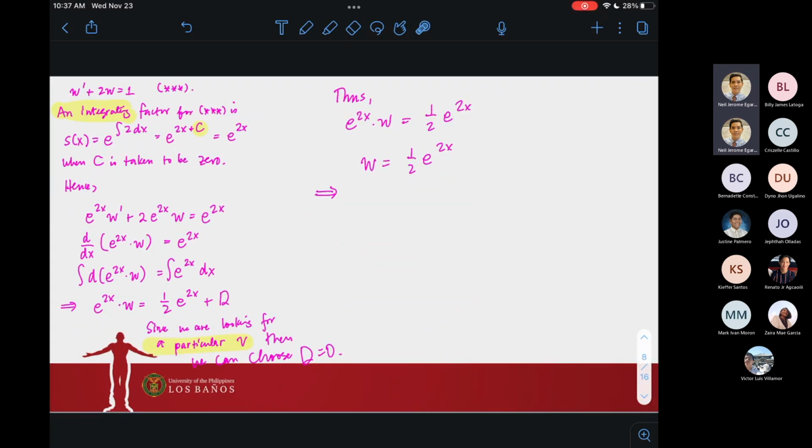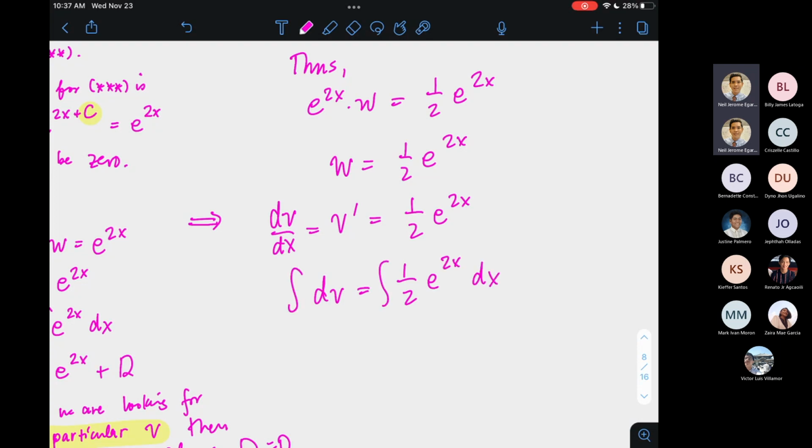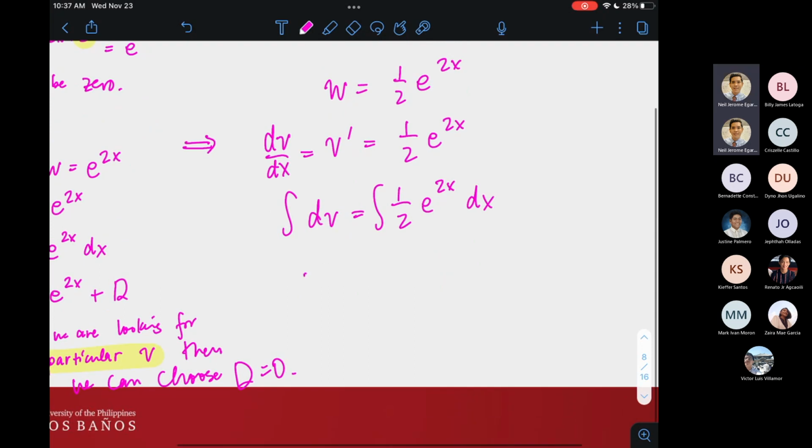So ibabalik ko na ngayon si v prime. So w equals v prime. So v prime is equal to 1/2 e to the 2x. But v prime is essentially dv over dx, right? So we'll have dv equals 1/2 e to the 2x dx. Then we'll integrate it to get v. So therefore, we get v equals, in its most general form, it is equal to what? It's equal to e to the, so 1/2, 1/4 nga ba?